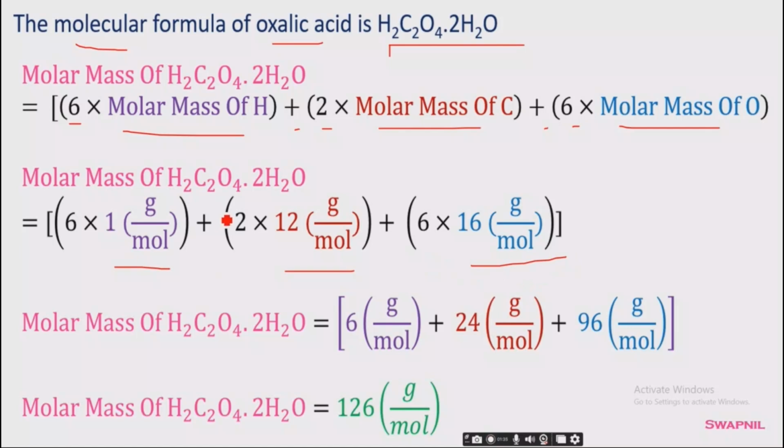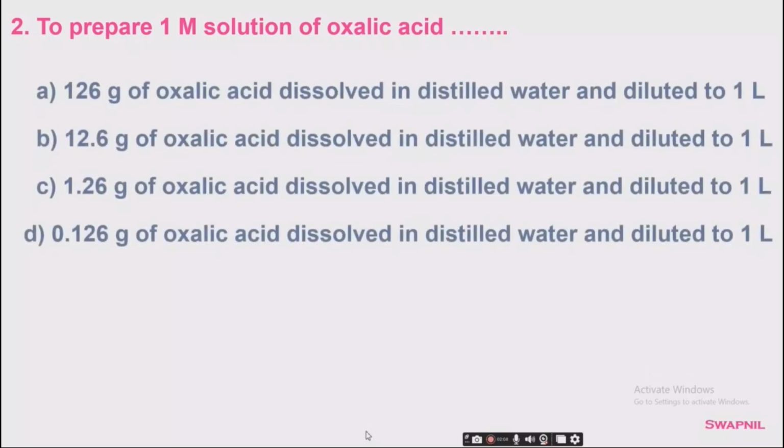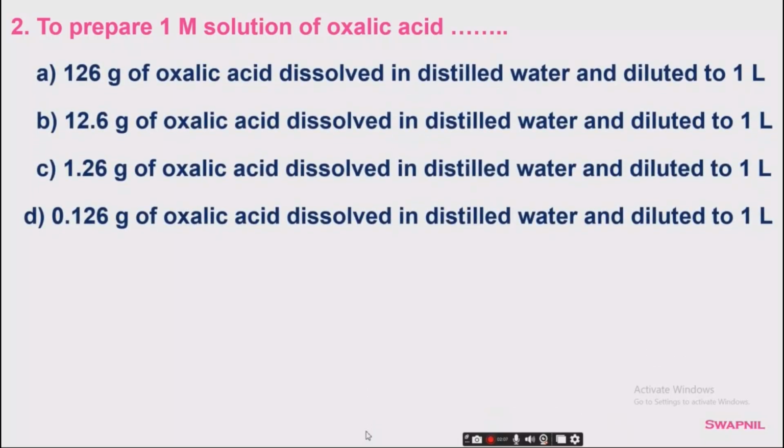So the molar mass of oxalic acid is equal to 6 into 1 gram per mole plus 2 into 12 gram per mole plus 6 into 16 gram per mole. By doing the calculation, we get the molar mass of oxalic acid is equal to 126 gram per mole. So the next, to prepare 1 molar solution of oxalic acid, and these are the options.